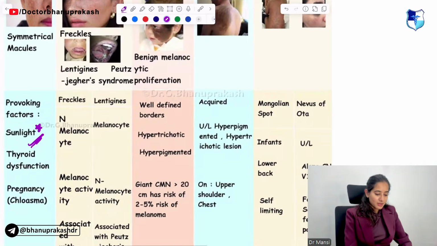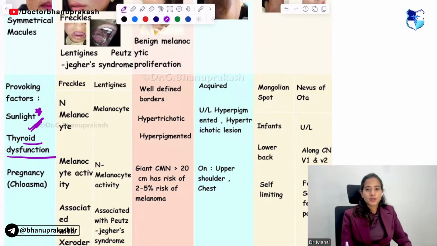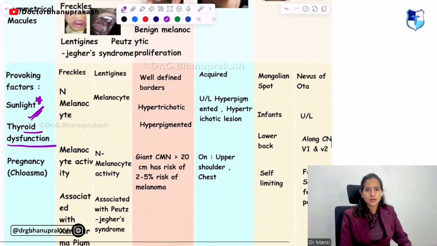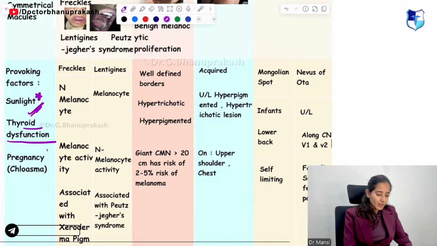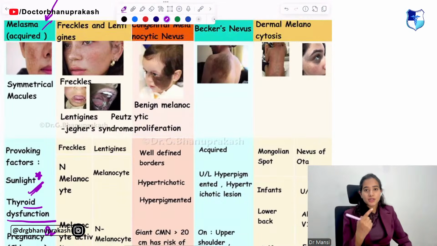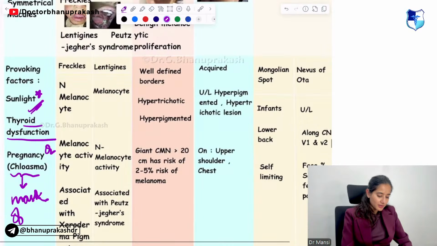Either it will be because of the sunlight, so you give a sunscreen to the patients, or there will be a thyroid dysfunction in the patient. They might have a thyroid disorder, so you always rule out the thyroid disorder by taking history, or you can just order a thyroid function test as well. Then if a female is pregnant and she's coming with this hyperpigmentation over the malar surfaces and the nose, then you call it the mask of pregnancy, which is called chloasma. So this is the same condition, but it is just given a different name during pregnancy, the chloasma.